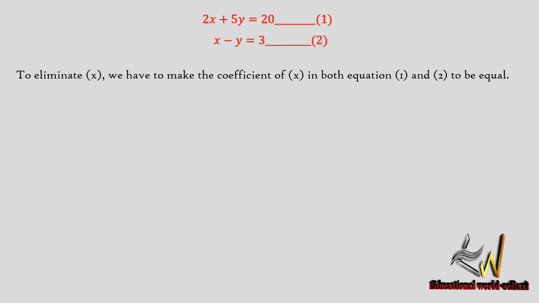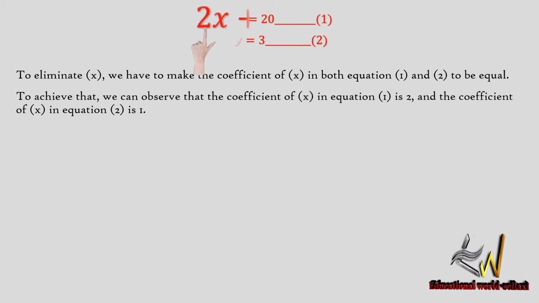So we have the equations again. Since we want to eliminate x, this is what we have to do. We have to make the coefficient of x in both equations 1 and 2 equal. What is a coefficient? A coefficient is a number in front of that unknown or that variable. Now, in equation 1, the coefficient of x is 2, and in equation 2, the coefficient of x is 1. So how will we make them equal?